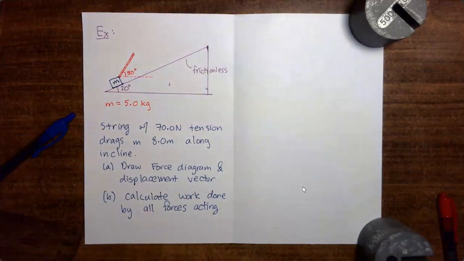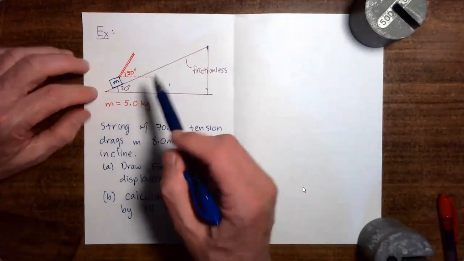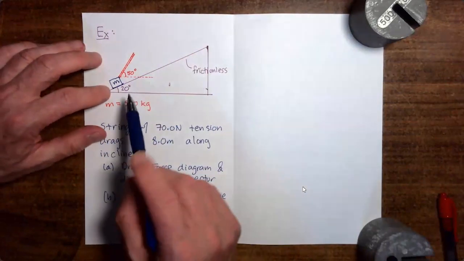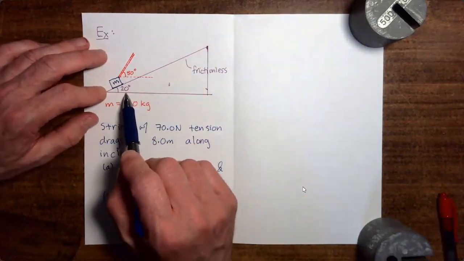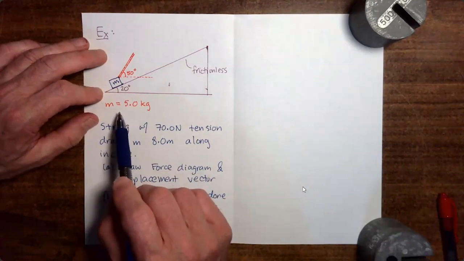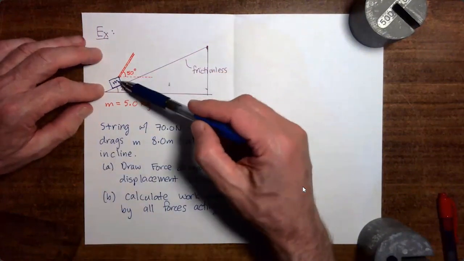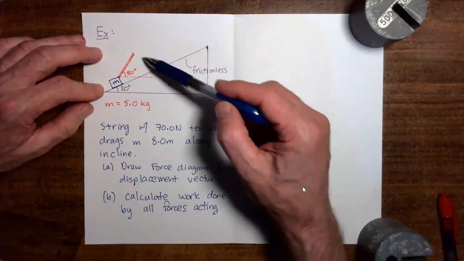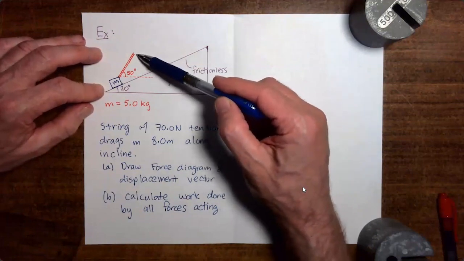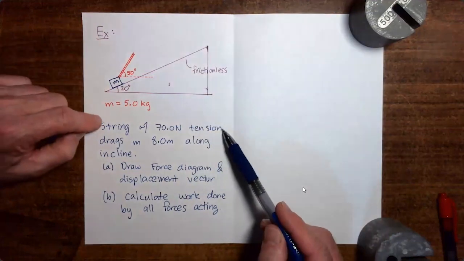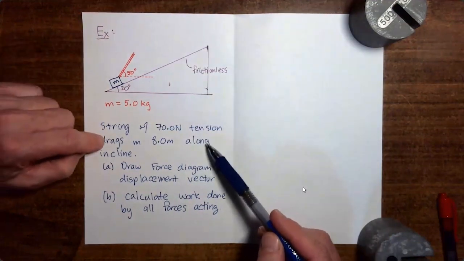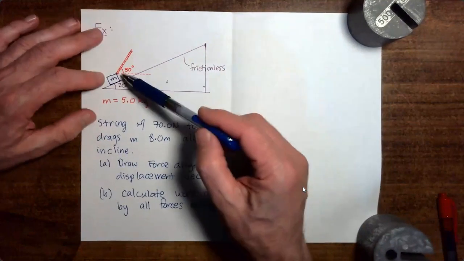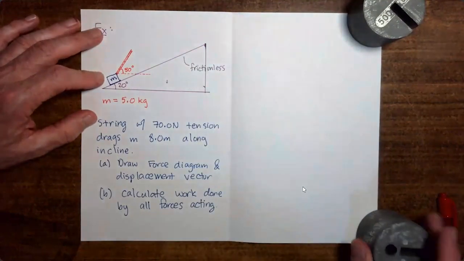In this video, we're going to do our first practice calculations involving work. So here's the scenario we're going to look at. We have a frictionless incline, which makes a 20-degree angle with the horizontal. We have a 5-kilogram mass, and the mass is going to be dragged up the incline by a string, which makes a 50-degree angle with the horizontal. The string has a 70 Newton tension, and it will drag the mass 8 meters along the incline.